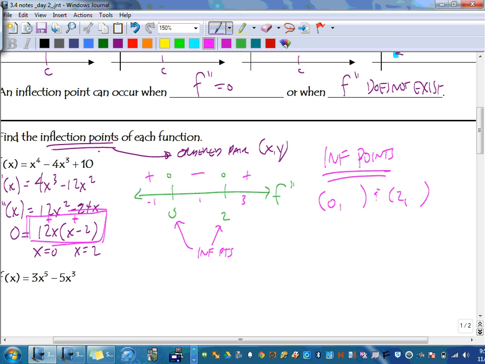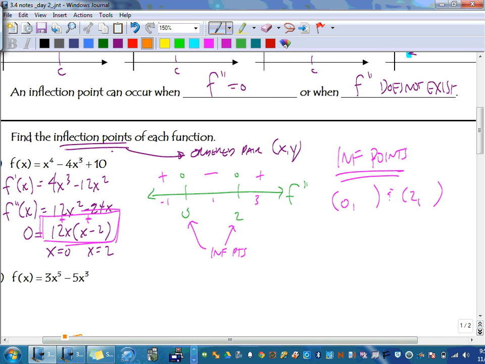How do we figure out those somethings? How do we figure out those y's? Plug it in where? Original equation. People get messed up on this sometimes, not necessarily just this, but things in general. Where do I plug this in? You just have to think about what you're looking for.